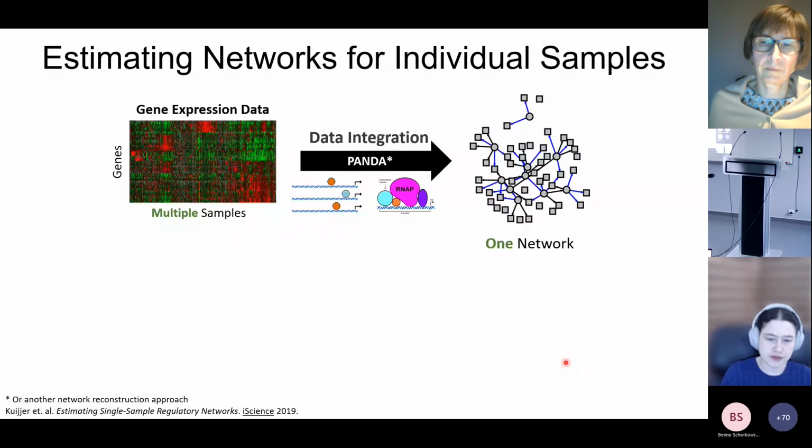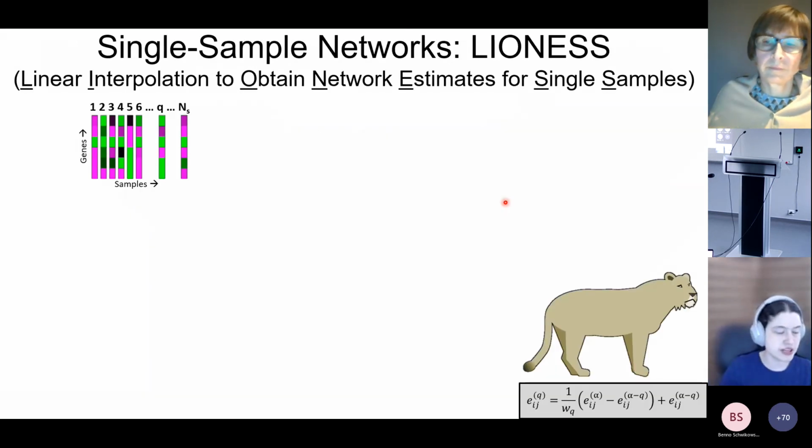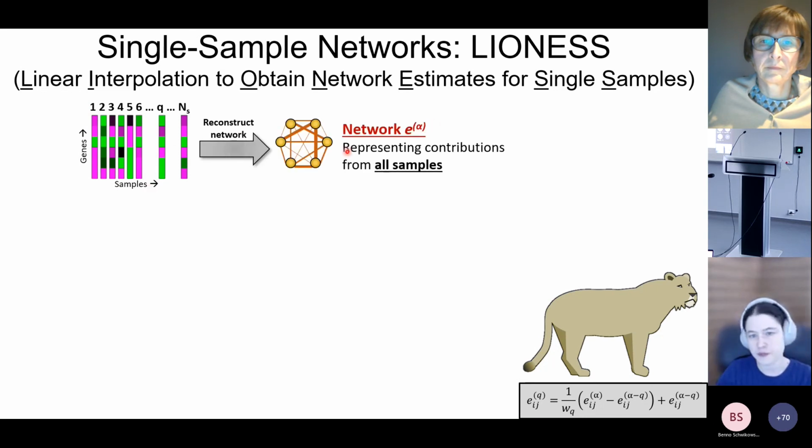What we did is we developed this method, LIONESS, that will take an aggregate network and decompose that aggregate network into networks corresponding to each of the input samples. How does it do that? Well, it does that as follows. Let's say we have something like input gene expression data. Over here, the rows are the genes, the columns are the samples. We can use that input gene expression data to reconstruct a network. This network represents contributions from every single input sample.